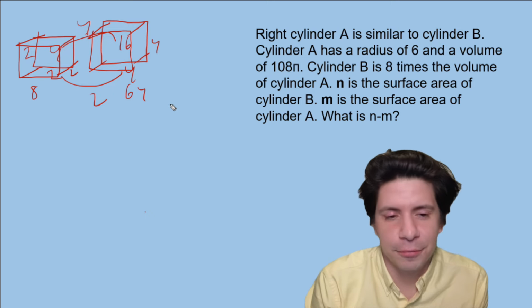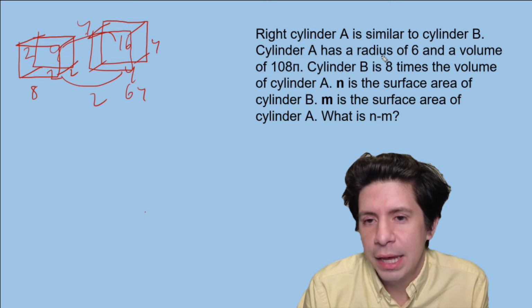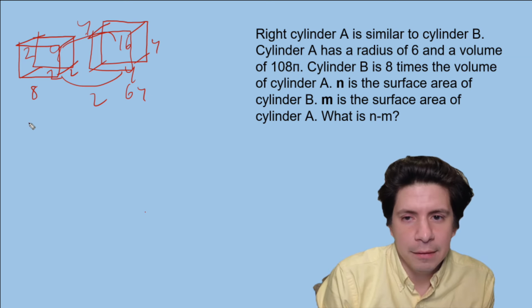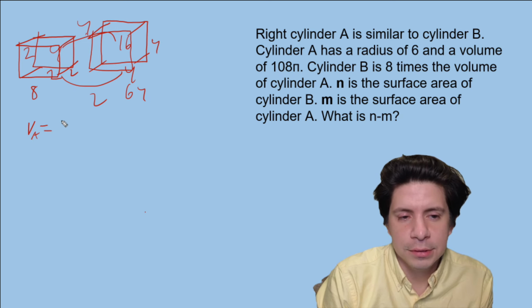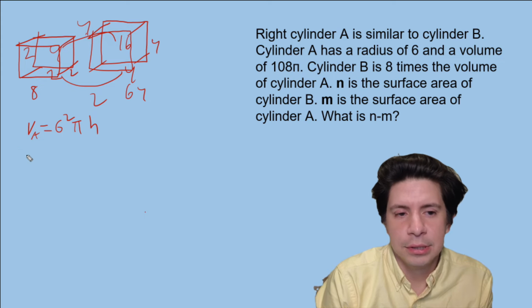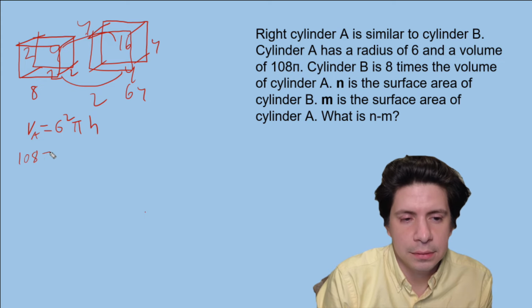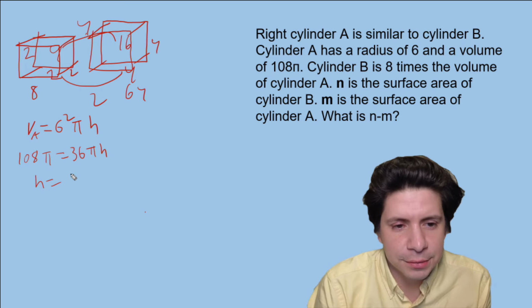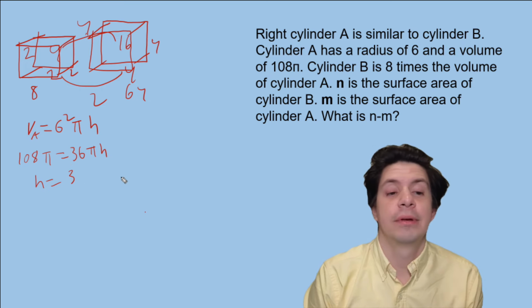Okay, so surface area, right? We're going to have to use the surface area formula here because we have volume, but we want to find the surface areas. So let's find surface area of cylinder A. Well, let's find h first. So VA equals 6 squared pi times h. That's 108 pi. 36 pi h divided by 36 pi equals 3 again. Okay, so now we have h equals 3.